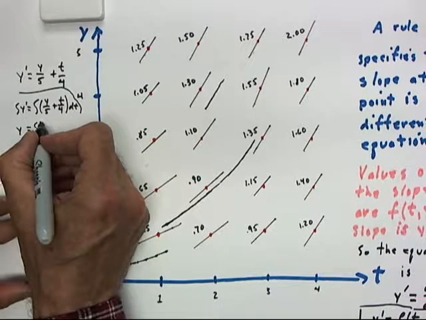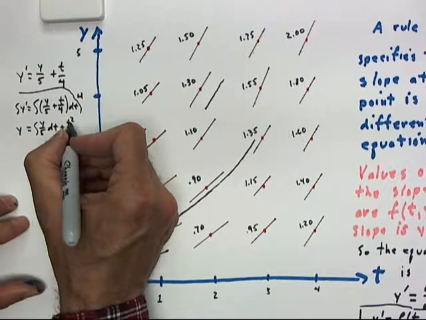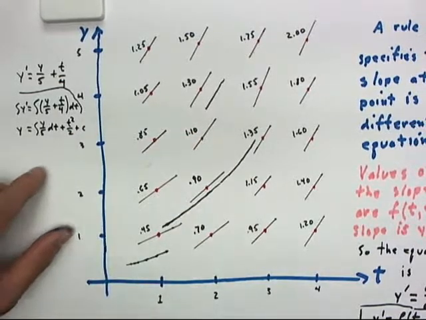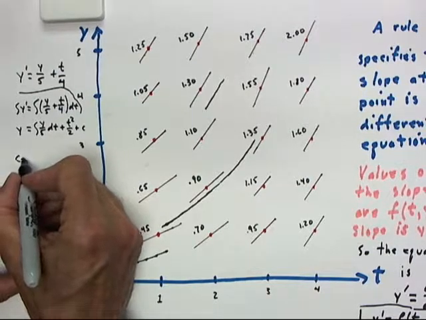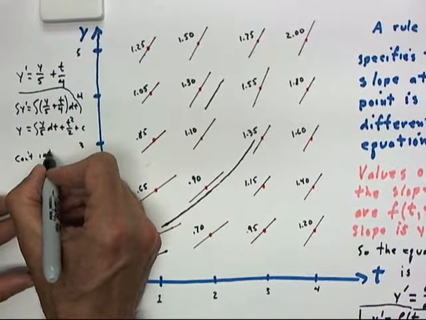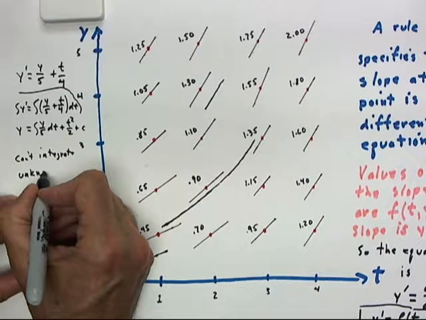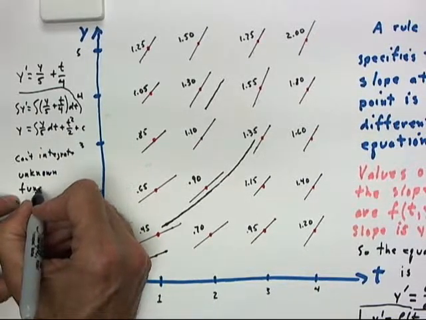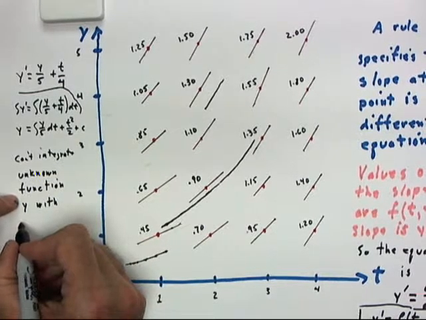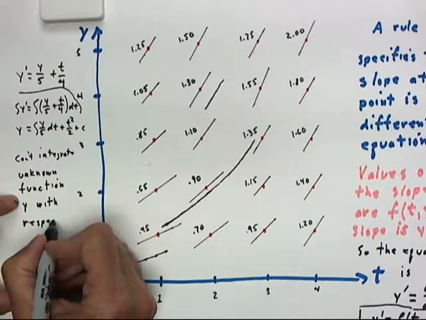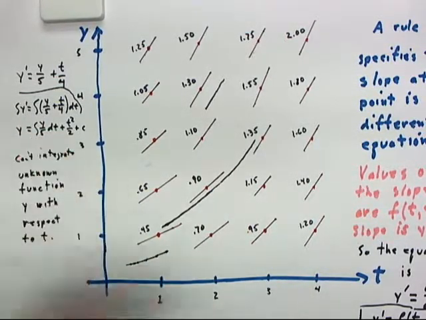So what we would get here is the integral of y over 5 dt plus t squared over 2 plus a constant. That would be fine, but we can't integrate an unknown function y with respect to t. Now we could integrate y over 5 with respect to y.